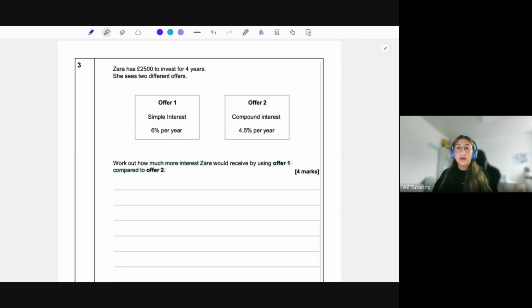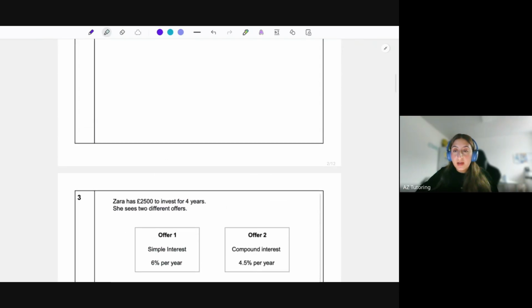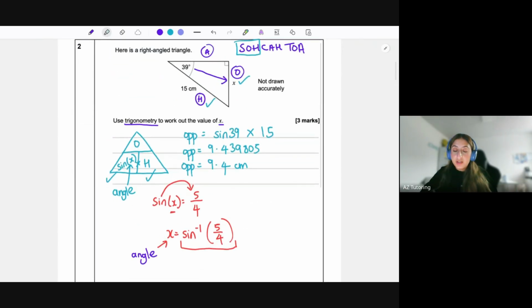So you need to essentially find, is adjacent the angle? Sorry. No, adjacent is the side. Adjacent is always the side. So hypotenuse is always the longest side. Opposite is the side opposite the angle given, and then the remaining side is the adjacent side.